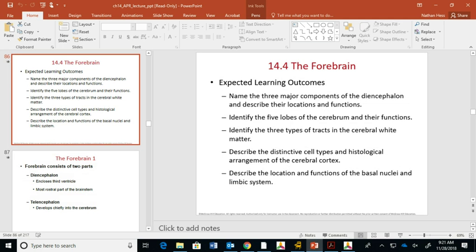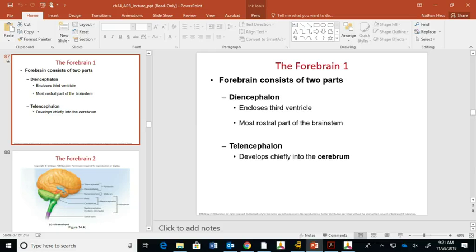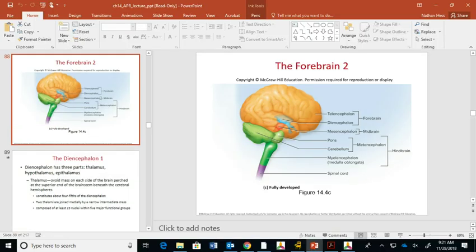So that moves us into the forebrain. If you're still with me in your textbook, we're over on page 521. The forebrain is two parts: the diencephalon and the cerebrum. So if we're looking at the picture here, cerebrum and diencephalon inside there.